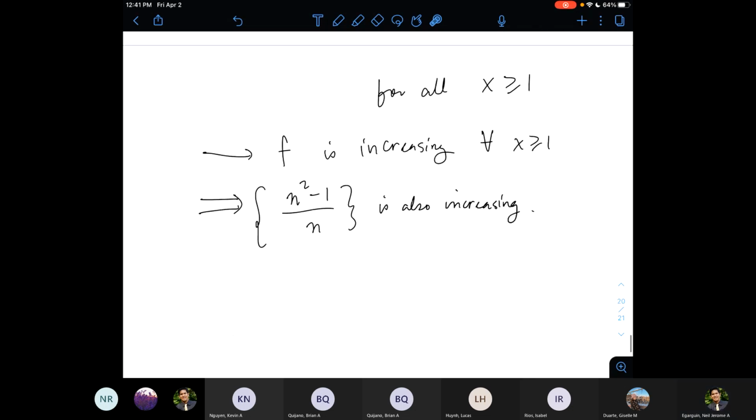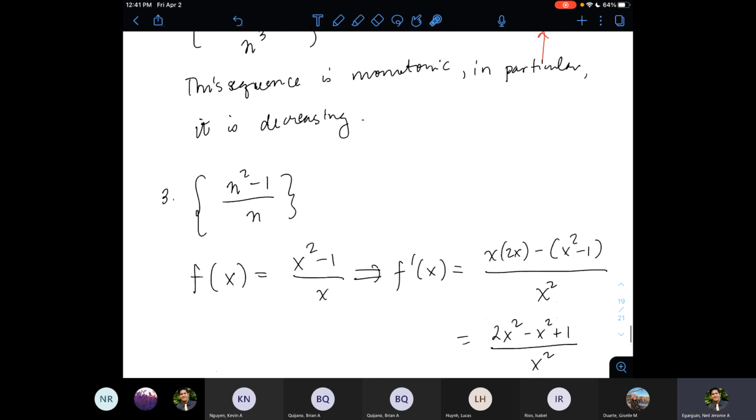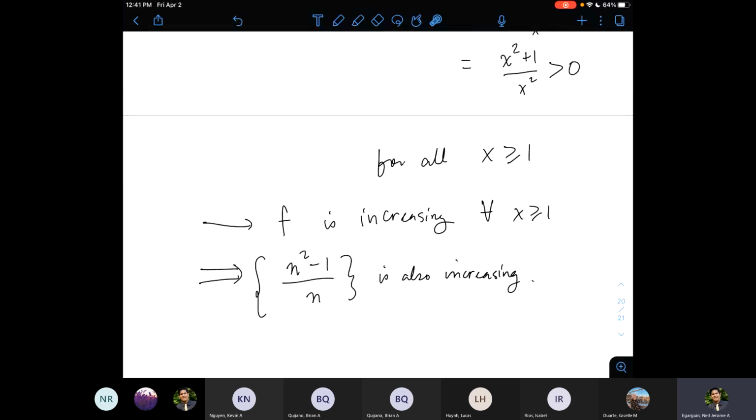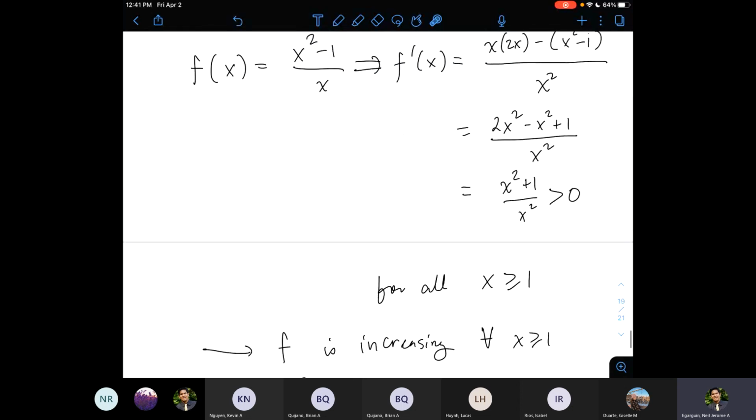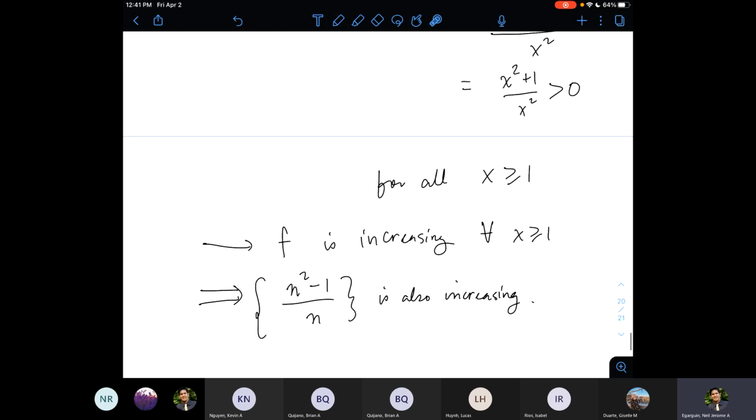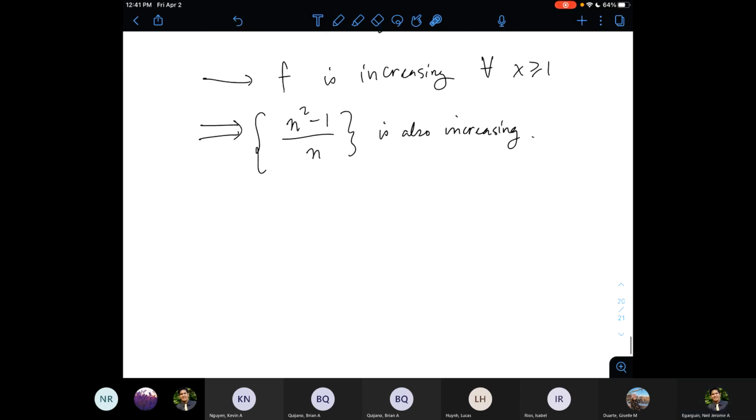Okay. Now let's try one other way. So that's one way. Aside from intuitive analysis, you can take the derivative and see if it's always positive or see if it's always negative, right? If it's always negative, then you can say that, oh, the sequence is decreasing. Okay. Another technique, if the derivative doesn't work, is this.